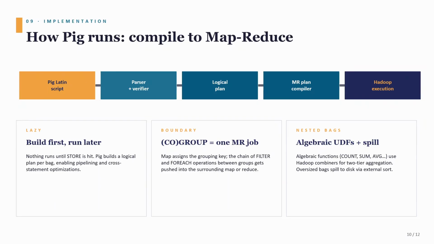Yeah, thank you, Christian. Now we will see the implementation part of Pig. Compared to MapReduce, there is a 5-step process: Pig Latin script, parser and type checker, logical plan, MR plan compiler, and execution. There are 3 categories: lazy, boundary, and nested bags.